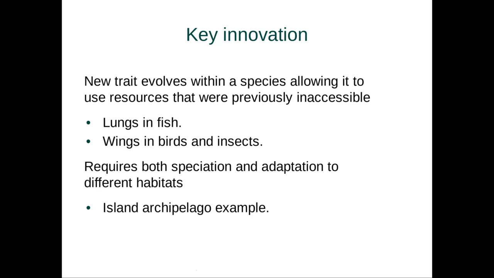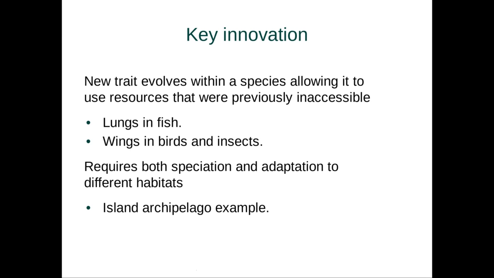So that's adaptive radiation. Now we also have this really cool phenomenon called key innovation, where a new trait evolves within a species, allowing it to use resources that were previously inaccessible. Now we see this a couple of different times throughout our evolutionary trajectory as a planet. We see the evolution of lungs in fish, which allows fish to move from the water to the land. We also see the evolution of wings independently in both birds and insects, which allow them to take advantage of not just being on the ground or on surfaces, but to take to the air and occupy that now available resource.